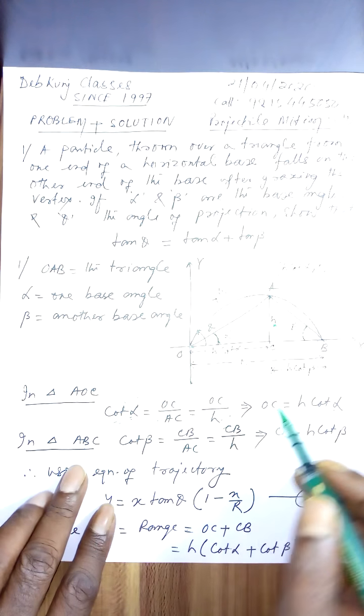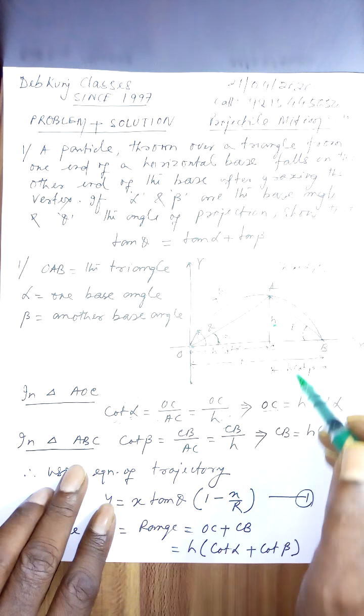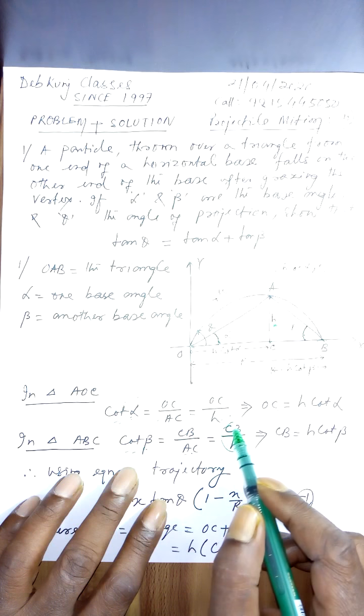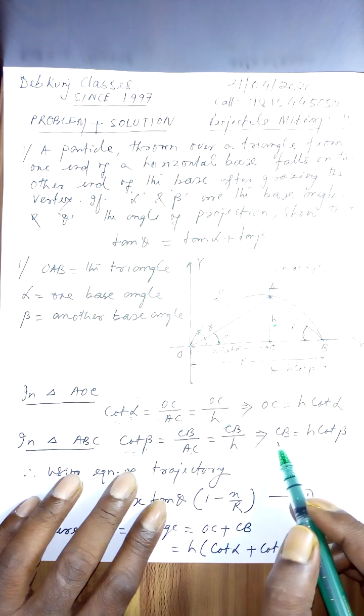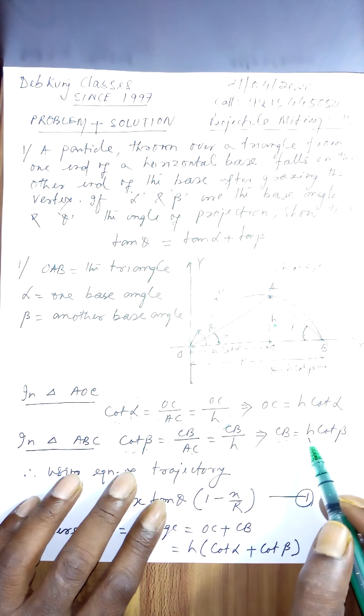Again in triangle ABC, this angle is beta. So cotangent of beta, cot beta, is equal to base, that is BC or CB, over the perpendicular AC. CB I keep as such, AC I put h. So cross multiplying, I get CB is equal to h cot beta.